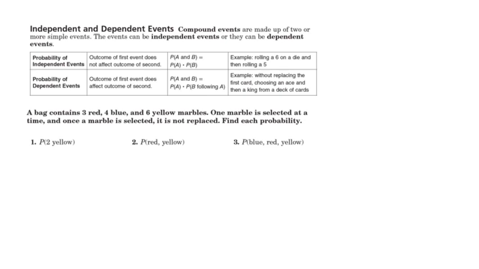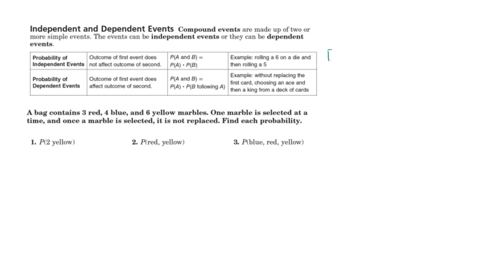By the end of this lesson, you'll be able to find the probability of what's called compound events, if they're independent or dependent, and you'll be able to find the probability of what's called mutually exclusive events. So first, I want to talk about some notation they use.